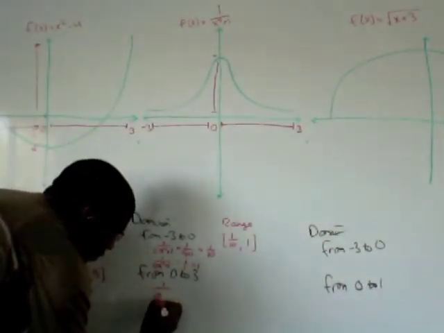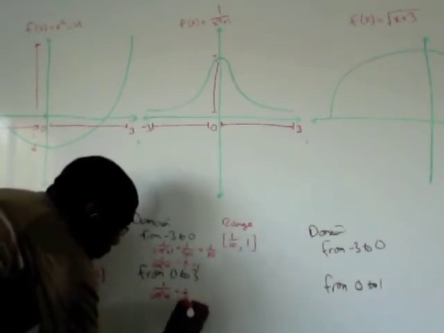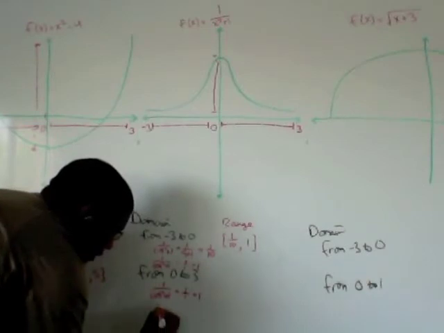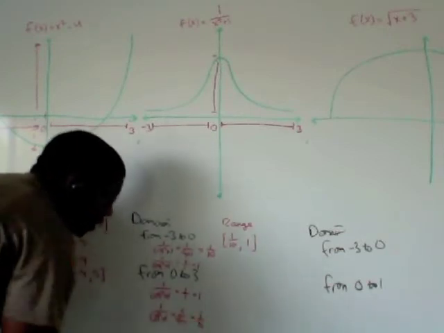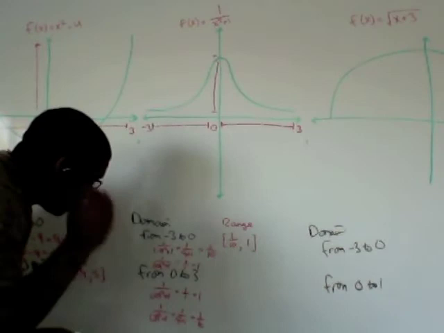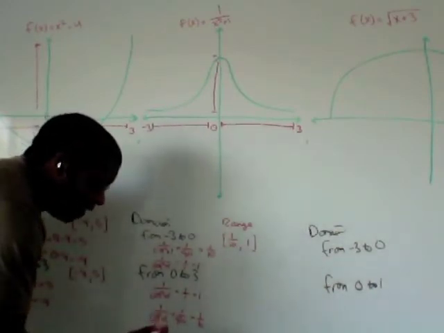1 over 0 squared plus 1 equals 1 over 1, which equals 1. And 1 over 3 squared plus 1 equals 1 over 9 plus 1, which equals 1/10. The same way that we wrote it before, you'll notice, again, this time we go from 1 to 1/10.